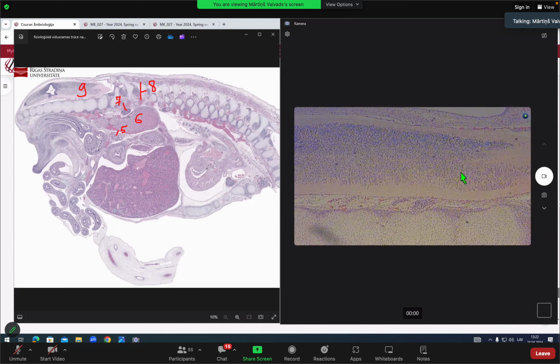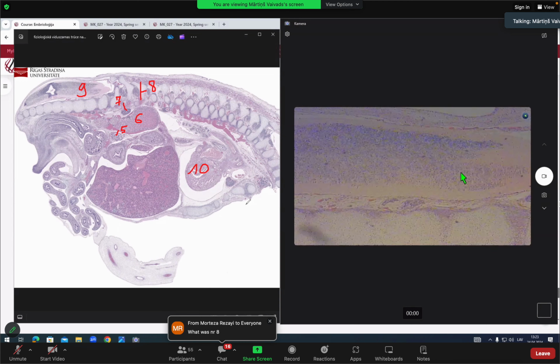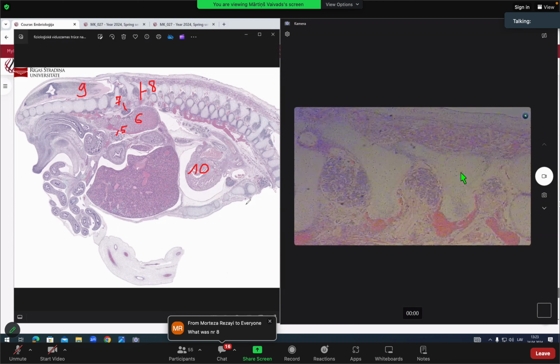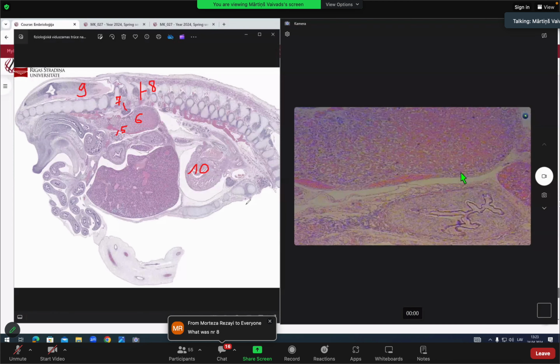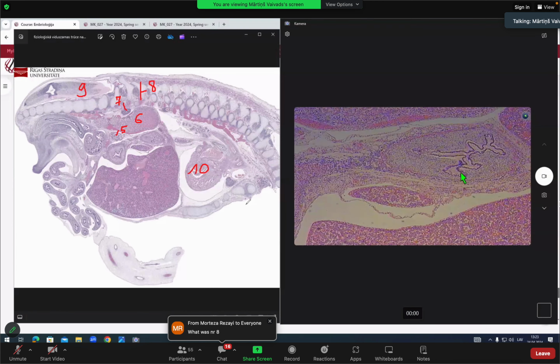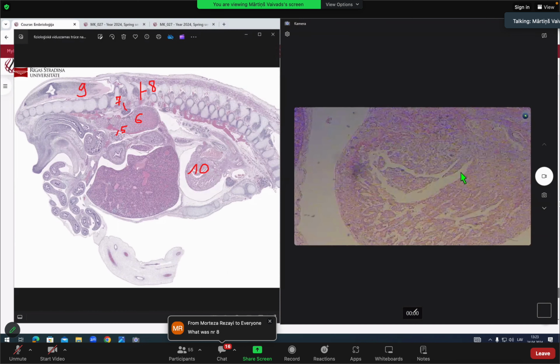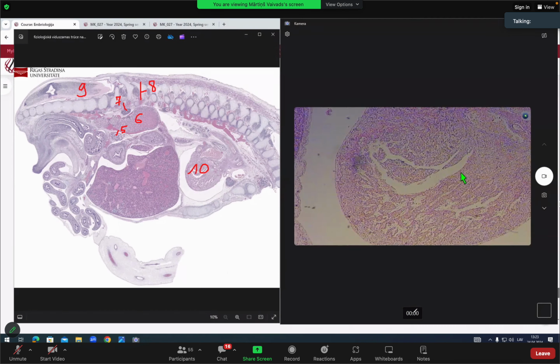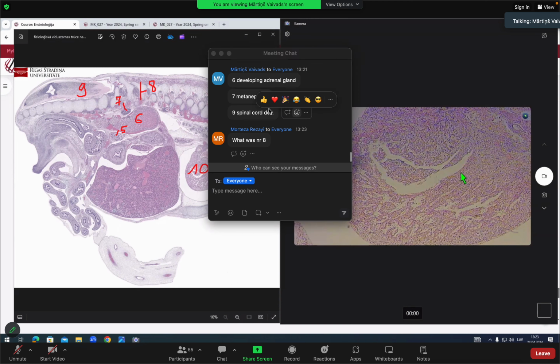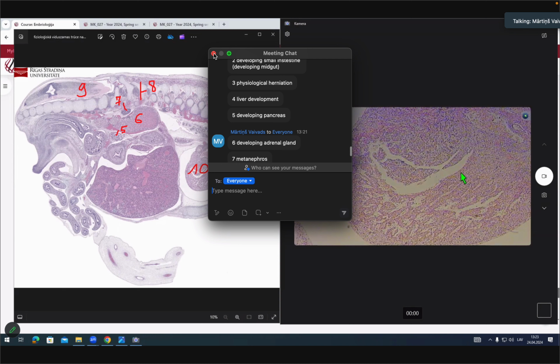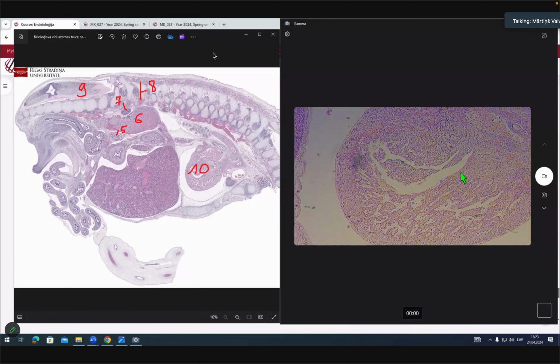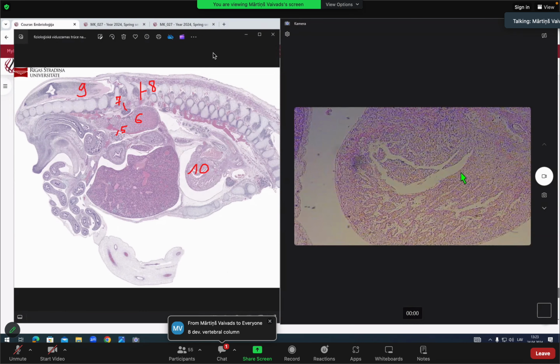What else is here? You see a big organ inside the thoracic cavity made from muscle tissue. I will move here in the slide also. So in the thoracic cavity, a large muscular organ, that's the developing heart. So heart development. Number 8 is developing vertebral column, then heart development.